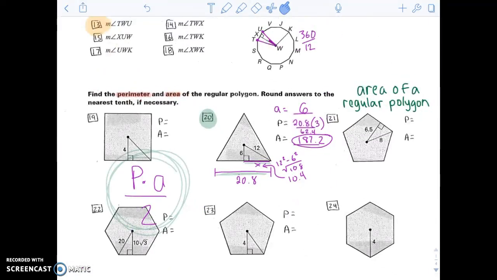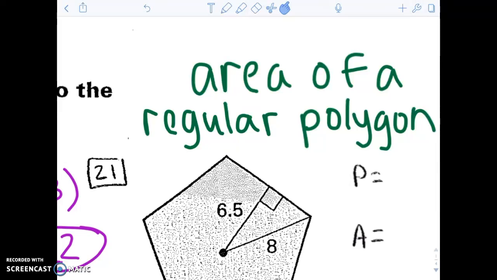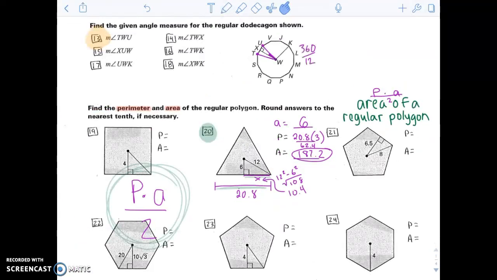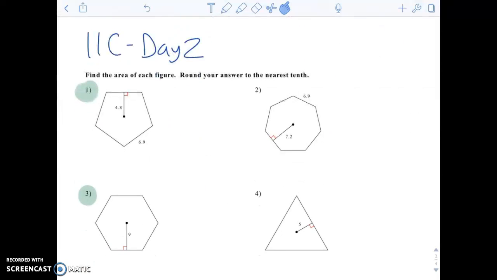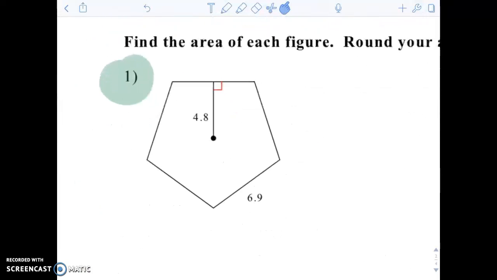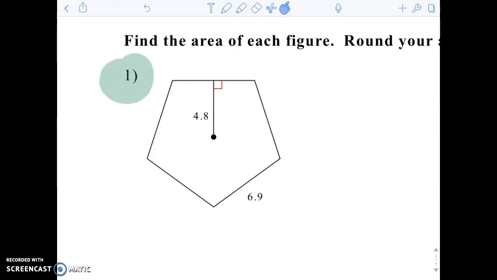So the key to finding the area of a regular polygon is two things. You need the perimeter, you need the apothem, then you multiply them and divide by 2. So if I go a little bit further, jumping down to problem number 1 on the day 2 worksheet, if I take a look at this, my goal is to find the area of the regular polygon.